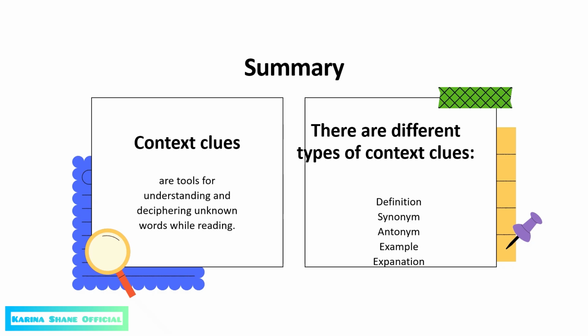Now, let's try to summarize our lesson. Context clues are tools for understanding and deciphering unknown words while reading. There are different types of context clues. 1. Definition. 2. Synonym. 3. Antonym. 4. Example. And 5th, explanation.